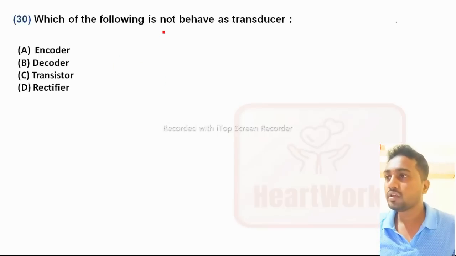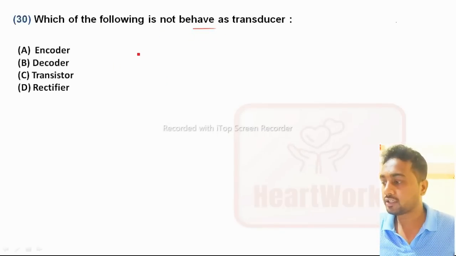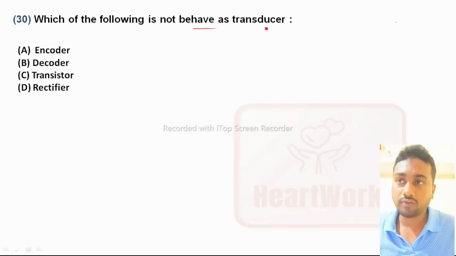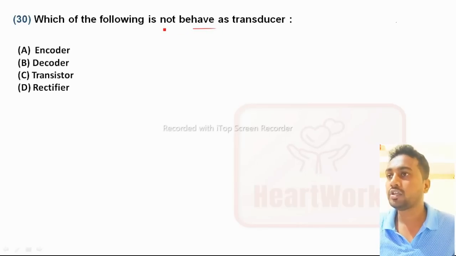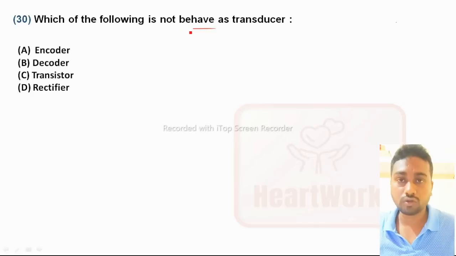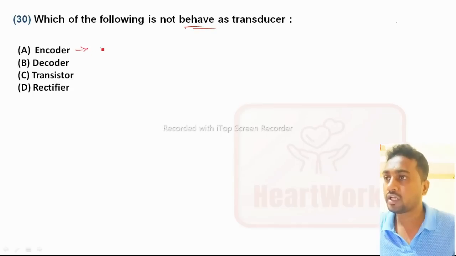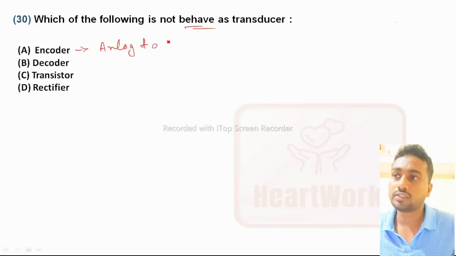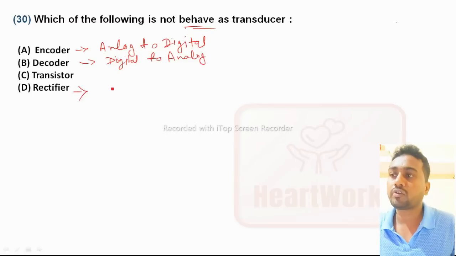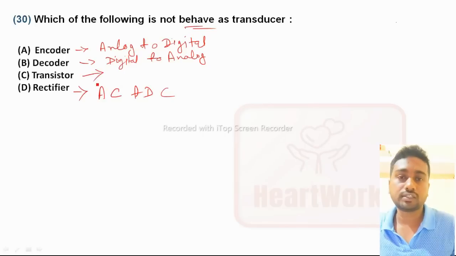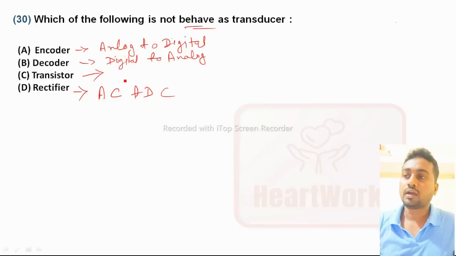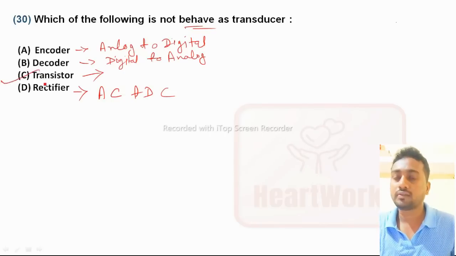Okay, which of the following is not a transducer? A transducer converts one form of energy to another form of energy. So in these options, which one is not going to convert anything? An encoder converts analog to digital. A decoder is the opposite: it converts a digital value to an analog value. A rectifier converts an AC signal to a DC signal. But a transistor is not going to convert anything; it will only magnify the input signal. So option C is the right answer.